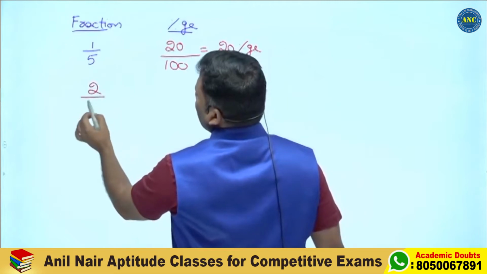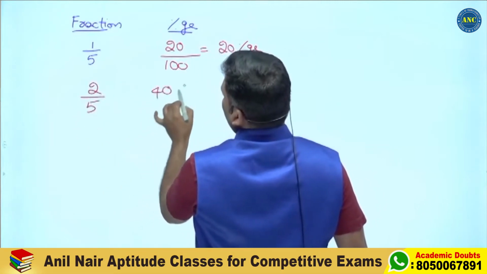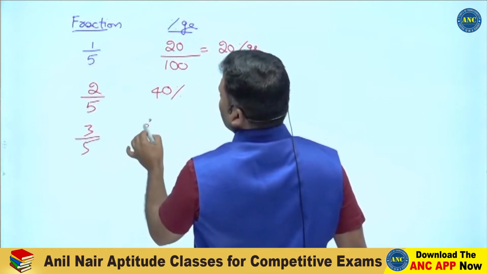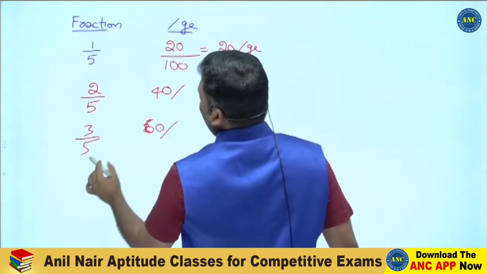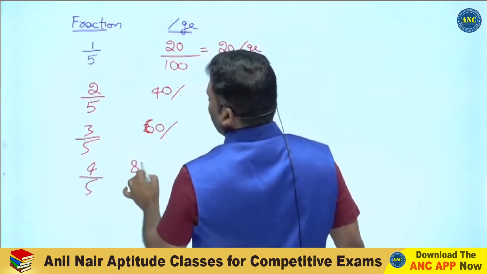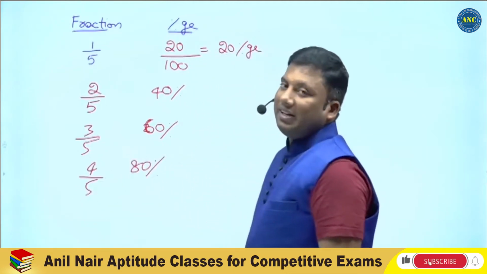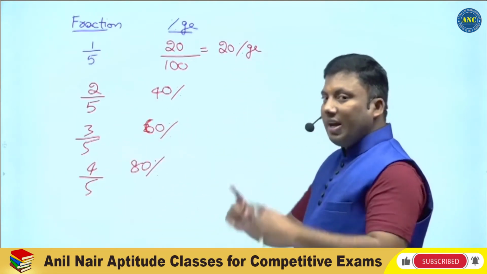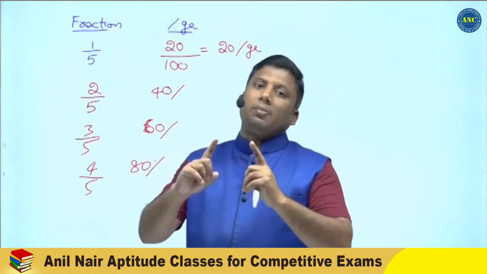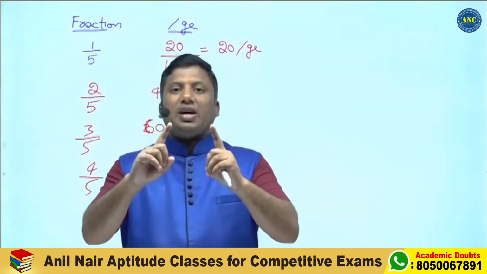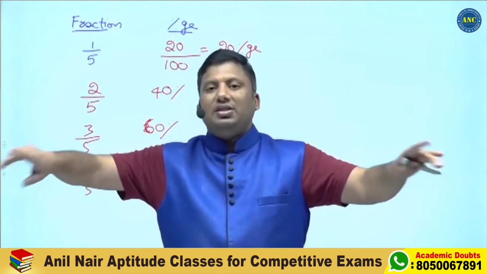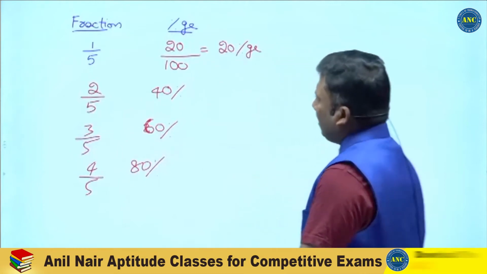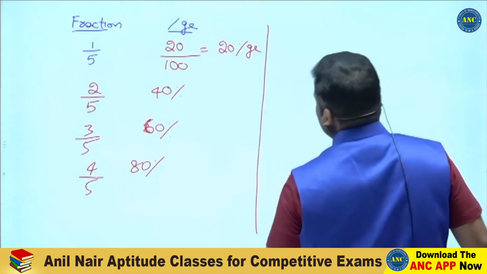2 by 5 is 2 times 1 by 5, which is 2 times 20, 40. 3 times 20 is 60. 4 times 20 is 80. 5 by 5 is 1, and 1 means the total, which is 100 percentage. Again I am repeating, in all arithmetic problems, I can take 100 percentage if the total value is there, or I can take 1, or the LCM of the given values. 1 by 5, I hope the idea is clear.